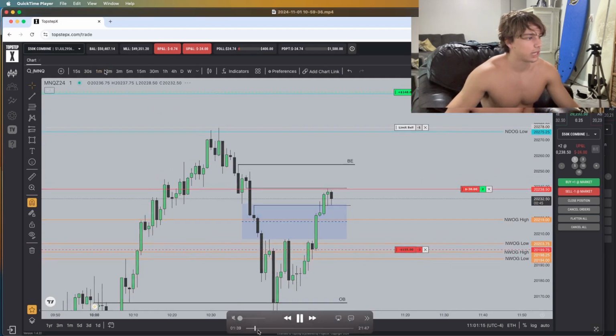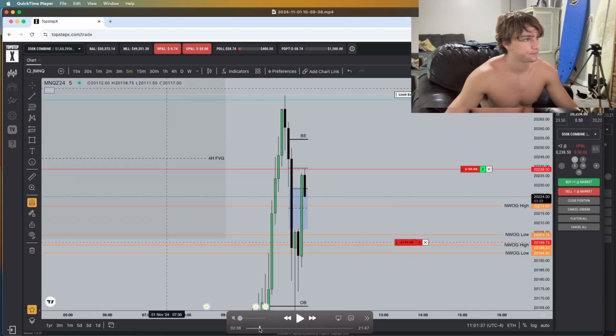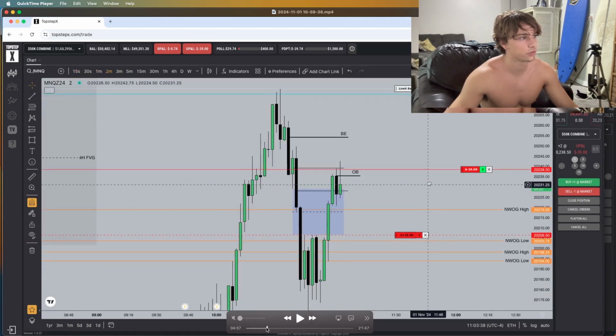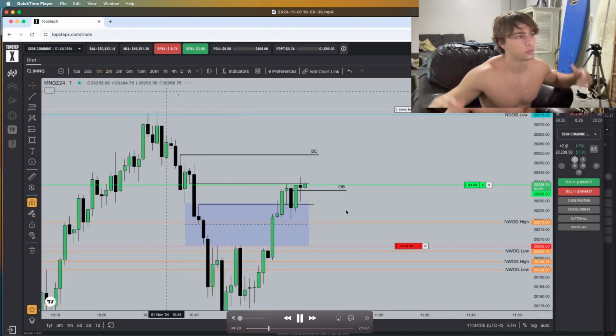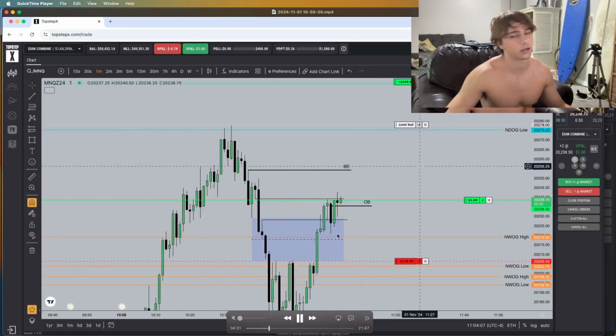So I want to go through what was happening in my mind during this drawdown here, because a lot was racing through my mind. We put in a 2-minute order block. So I'm like, okay, that was cool. We had a little bit of retracement. Now we got an order block. Okay, this should be good.